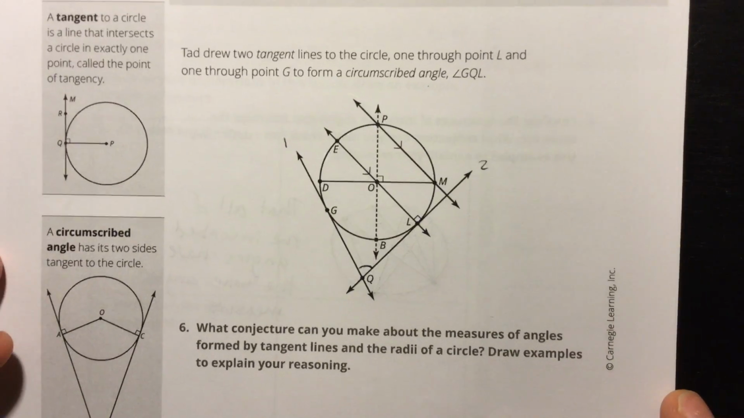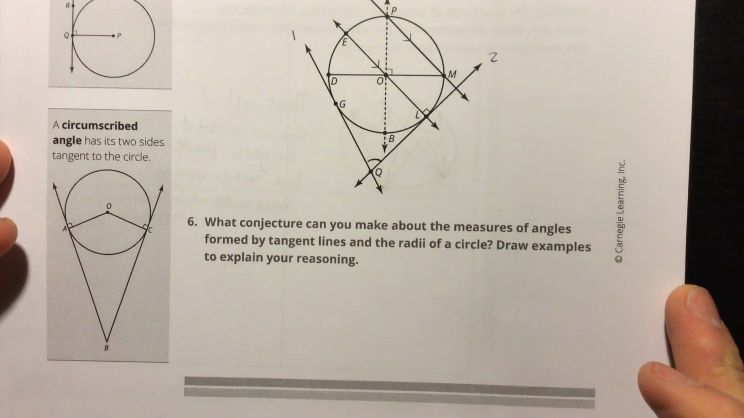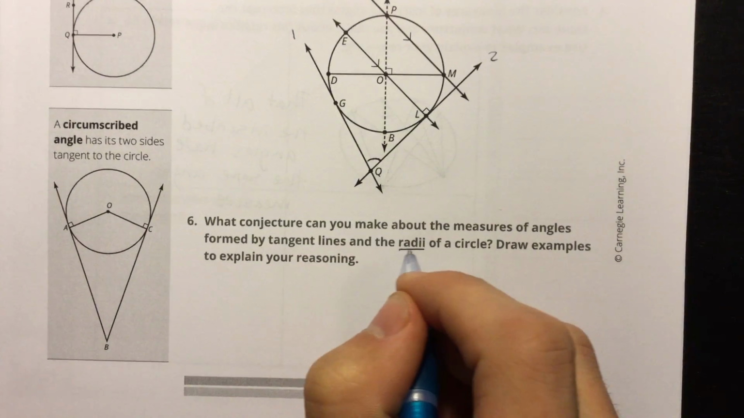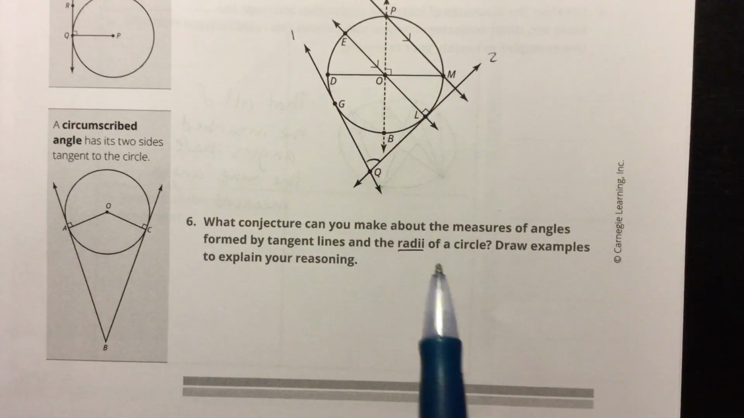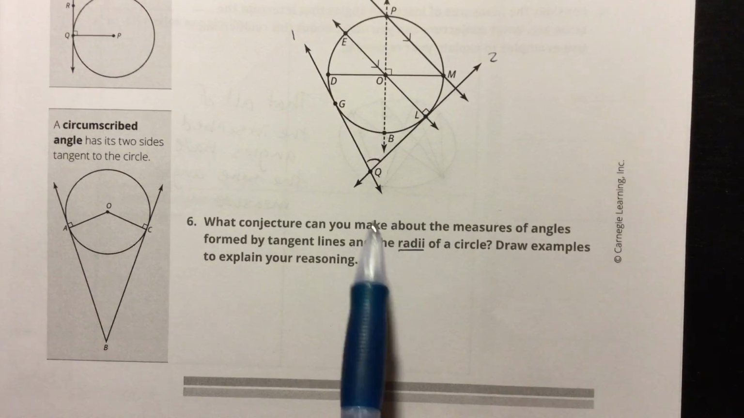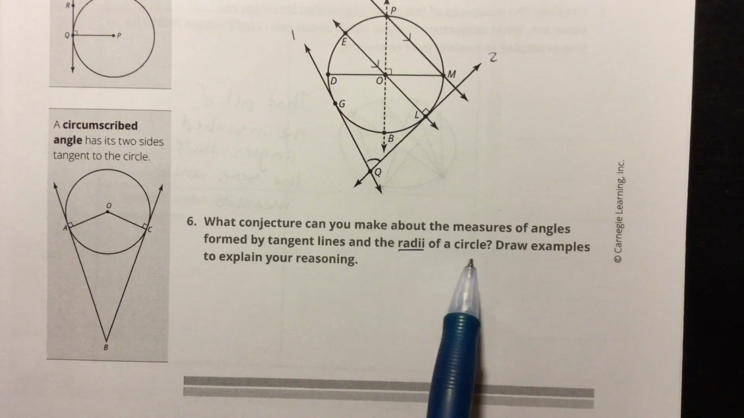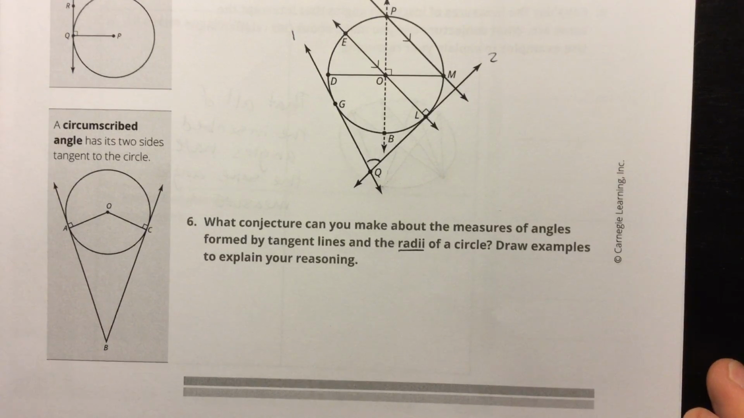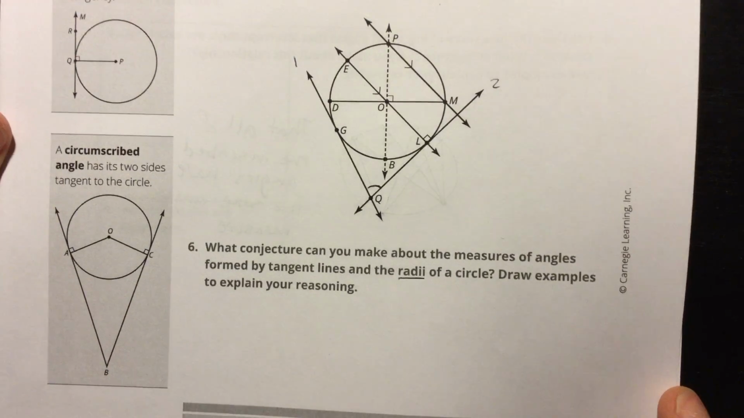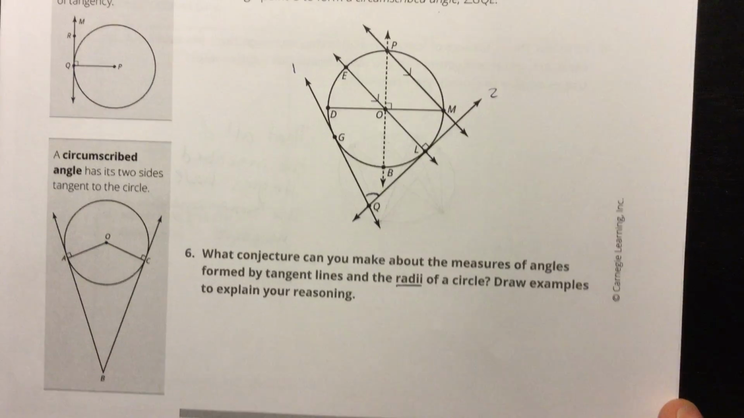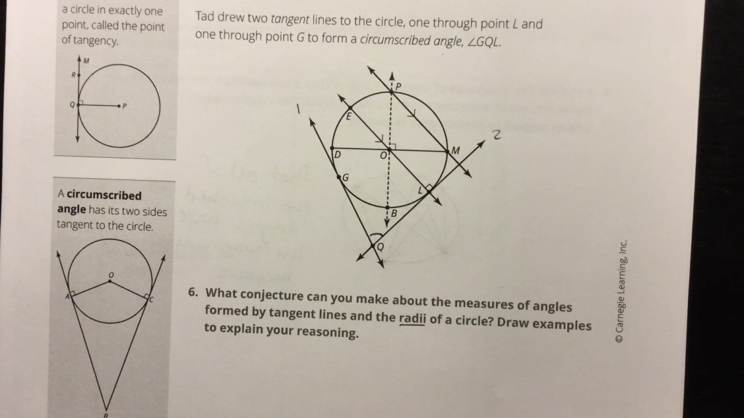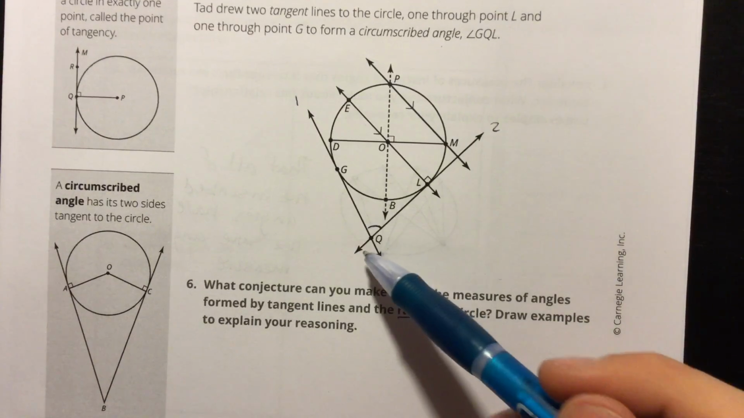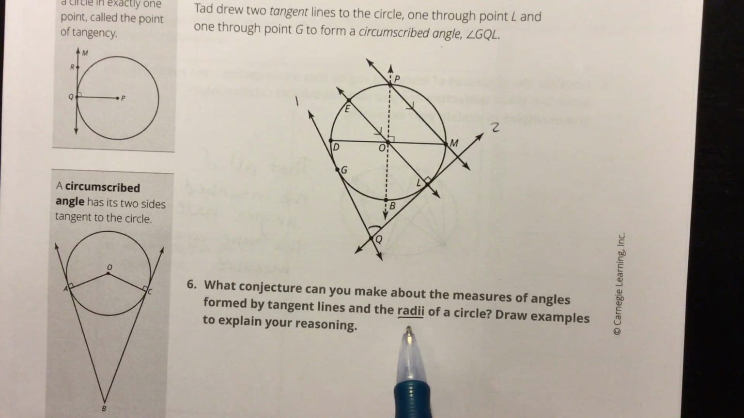So number 6 says, what conjecture can you make about the measure of angles formed by tangent lines and the radii of the circle? If you remember from, I believe it was the activity 1.1 video, we talked about radii. That just means that there is more than one radius, okay? And it says draw examples to explain your reasoning. So this one, I'm going to kind of cheat a little bit. The answer is hidden on this paper, and they actually have marked it for you multiple times. So it says, what conjecture can you make about the measure of angles formed by a tangent line and the radii or radius of a circle?